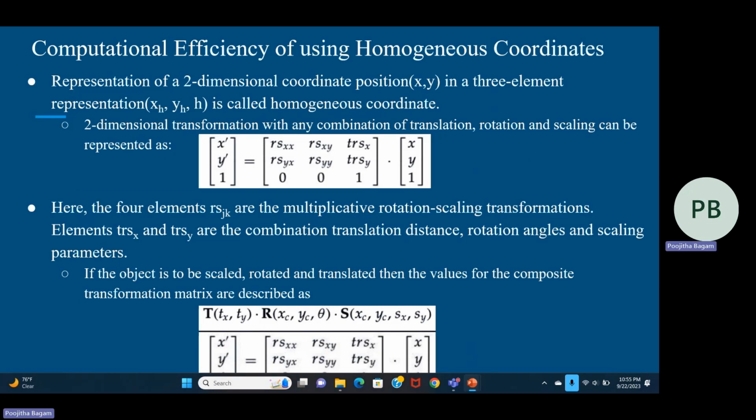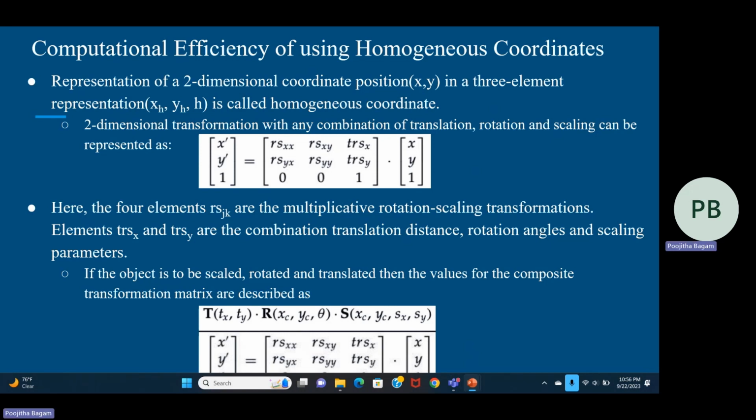So coming to the computational efficiency of using homogeneous coordinates. Here we can see the representation of a two-dimensional coordinate position x, y in a three-element representation xh, yh, h, which is called homogeneous coordinates. So a two-dimensional transformation with any combination of translation, rotation, and scaling can be represented as shown here. This is the matrix representation of a two-dimensional transformation with any combination of these three transformations.